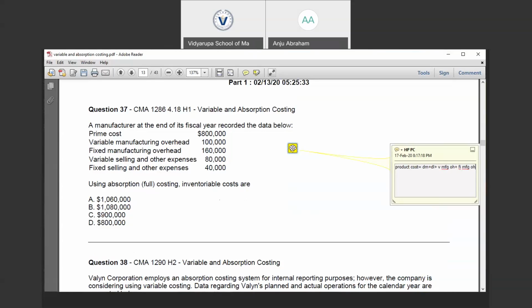overhead. Right. So direct material and direct labor, the prime cost, is provided to us as 800,000. Variable manufacturing overhead is 100,000. Fixed manufacturing overhead is 160,000. Just add all these figures: 800,000 plus 100,000, 900,000, plus 160,000 is going to be 1,060,000, which is option A. Is it clear? Very simple, yes. Okay.